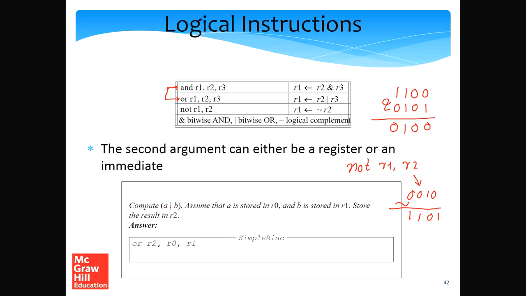So now let's compute A or B. Let's consider an example. In this example, we compute A or B. Assume that A is stored in R0 and B is stored in R1. Let's store the result in R2. It's very simple. We do it the same way as our add, subtract, multiply instructions. We compute OR R2, which is essentially equal to R0 or R1.